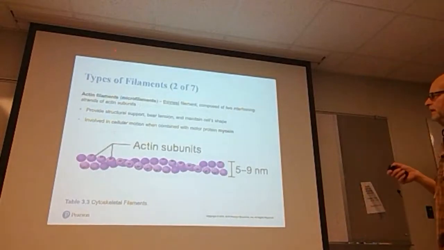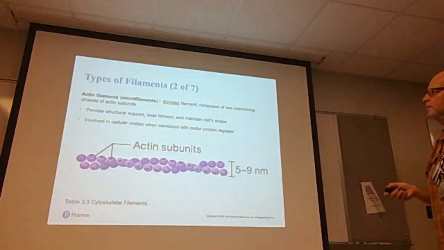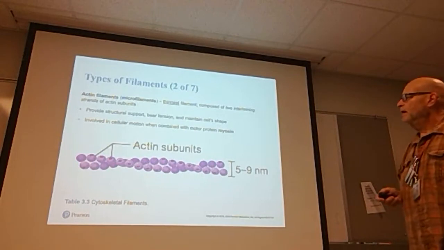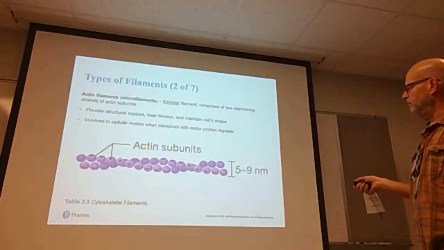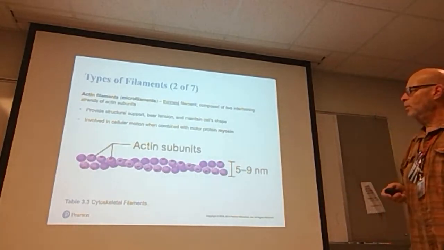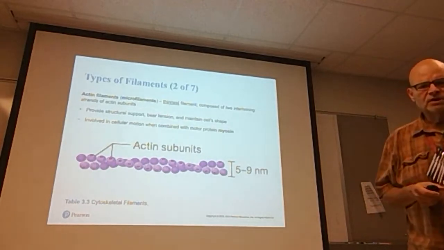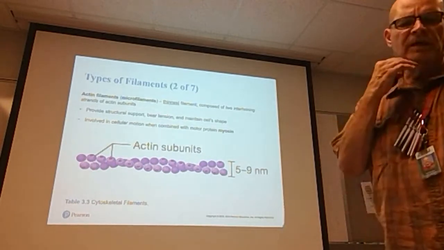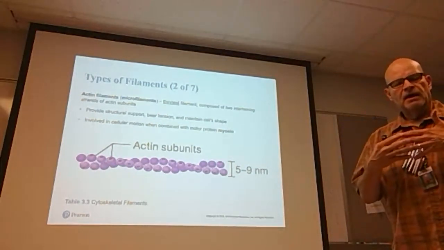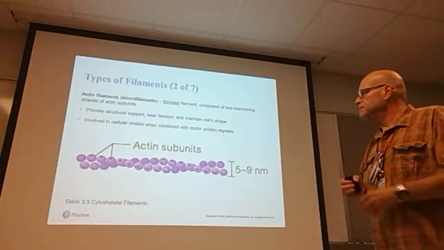The actin filaments, again, also known as microfilaments, are the thinnest of the filaments. They are composed of 2 intertwined strands of actin subunits. Don't worry, I'm not going to ask you to remember that they're 5 to 9 nanometers thick, but these things provide structural support, they bear tension, and they help maintain cell shape. When we start talking later this week and next week about tissues, those tissues that give cushioning and are weight-bearing have a lot of actin subunits.